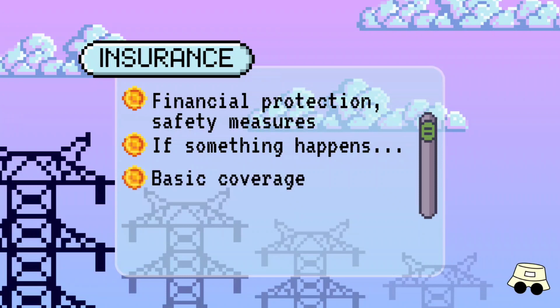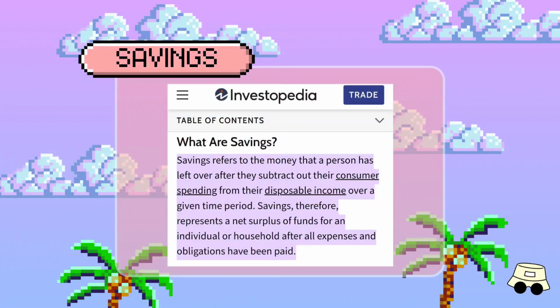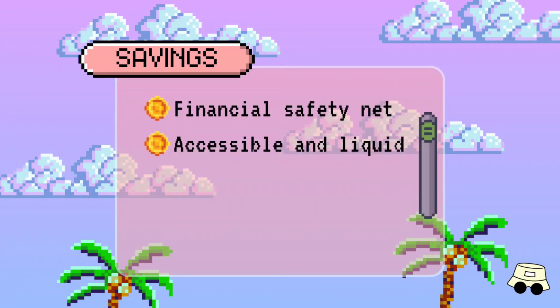For starters, the basic coverage that you should look for are hospitalization plans, personal accidents, critical illness, and whole life or term plans. Savings has always been a traditional and a simple way to build up your cash assets, as they can be easily implemented. An emergency fund or savings is a sum of cash that is set aside and reserved strictly for emergencies. As the name suggests, an emergency fund should be liquid and readily available for use in the form of cash.